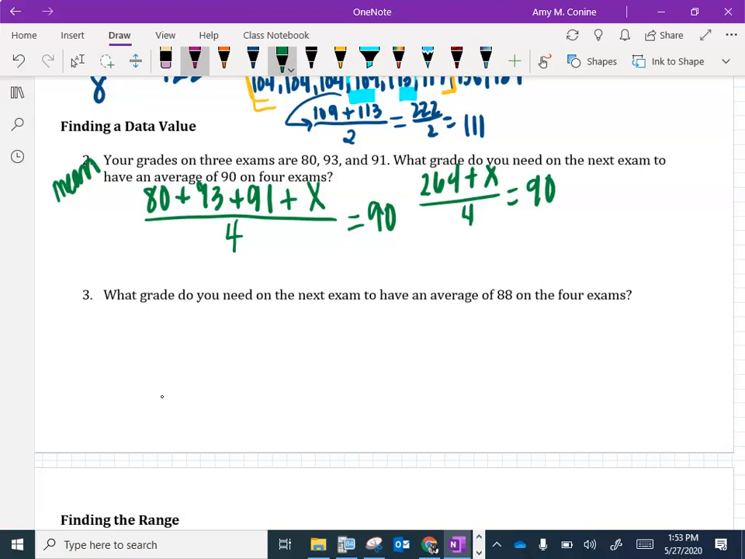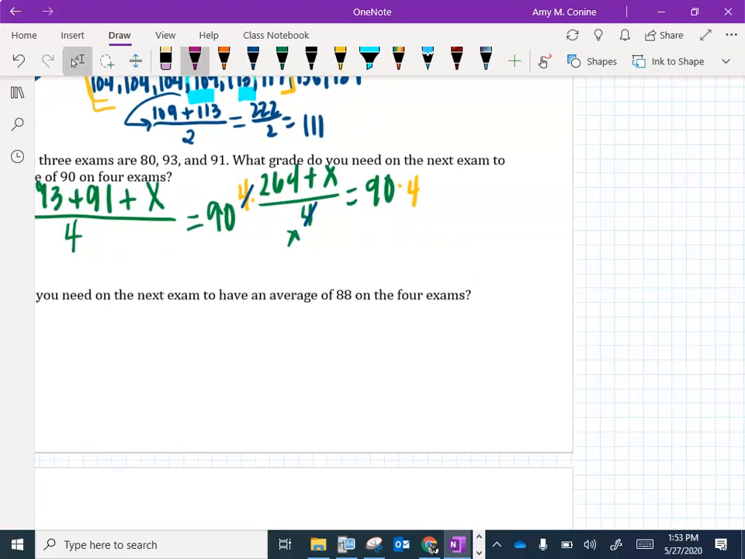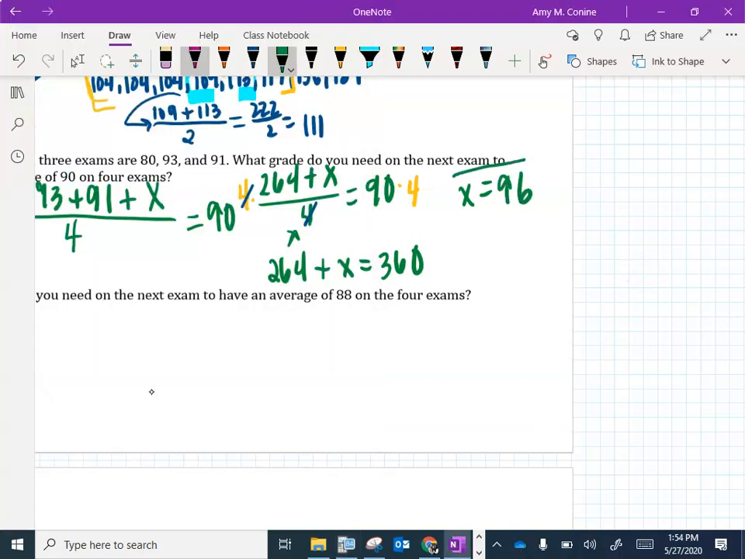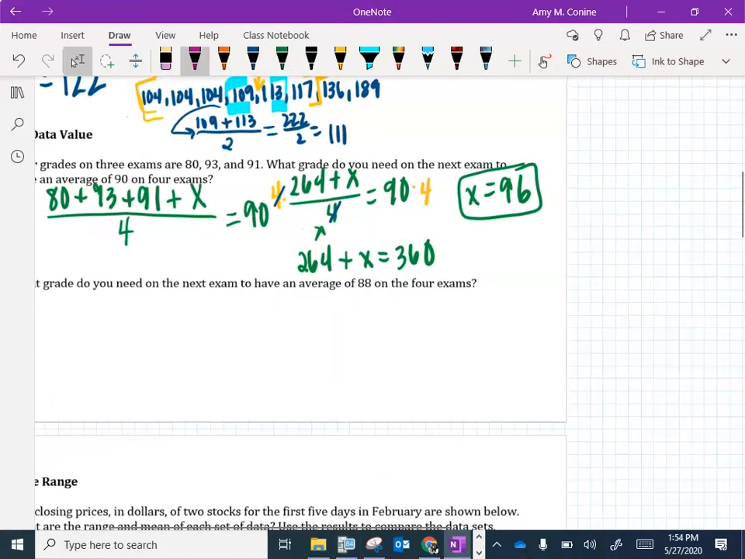We are going to get rid of this 4. We're going to multiply both sides by 4 here to get rid of the bottom. So crossing that out. So now we have 264 plus x, and 90 times 4 is 360. Then you would just subtract the 264. Okay, so 360 minus 264. You would need a 96 on the next exam to get a 90 overall.